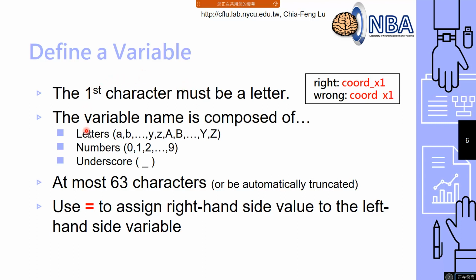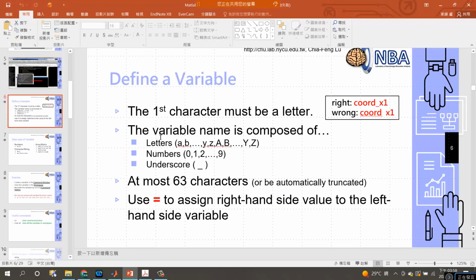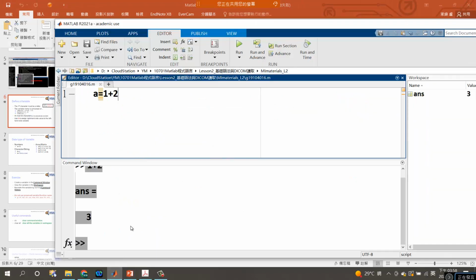And the second thing: the variable name can be composed of several different things. The very first one is letters, of course. But do remember, lowercase is different from uppercase. So if you have a variable named lowercase a, this would be very different from uppercase A. Let me show you this right now.